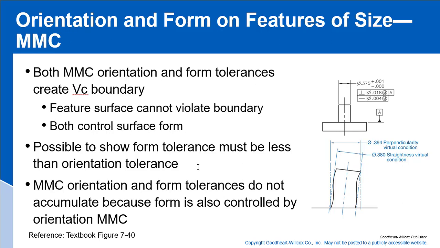It's possible to show a form tolerance that's much less than an orientation tolerance. And the other thing is the MMC orientation and form tolerances do not accumulate because form is also controlled by orientation at MMC.